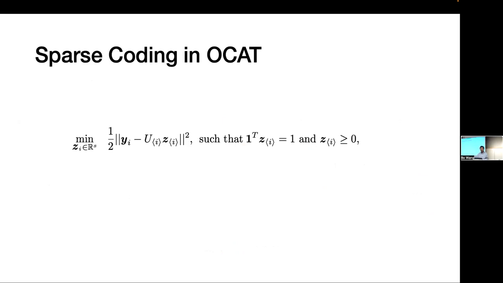All right, so as I mentioned, the key technique behind OCAT is really a concept called sparse coding. And the mathematics is actually quite simple.